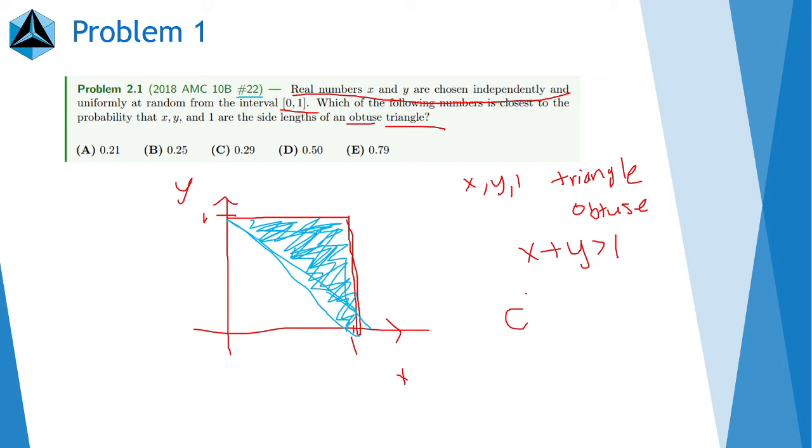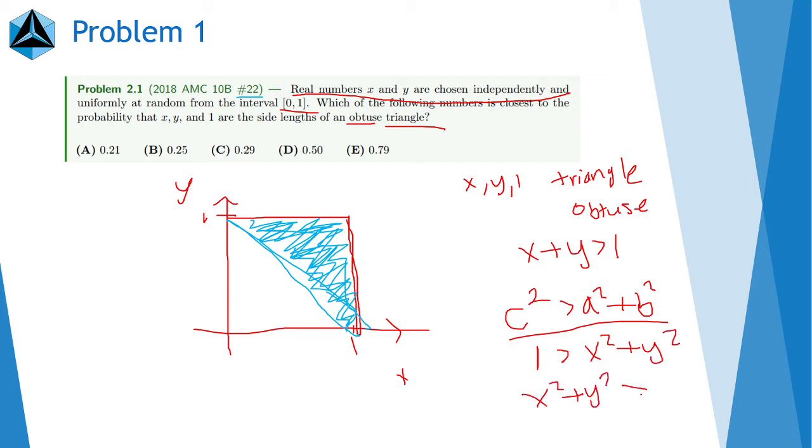To form an obtuse triangle with sides A, B, C with A less than B less than C, you have to have that C squared is greater than A squared plus B squared. This is related to the Pythagorean theorem. Obviously, the equality case means it's a right triangle, but this is the condition for an obtuse triangle. And in terms of x, y, and 1, this means that 1, because 1 is going to be the greatest side length, is going to be greater than x squared plus y squared, which means that x squared plus y squared is less than 1.